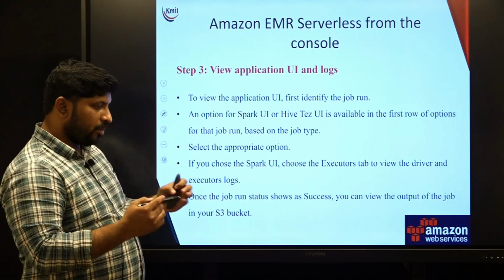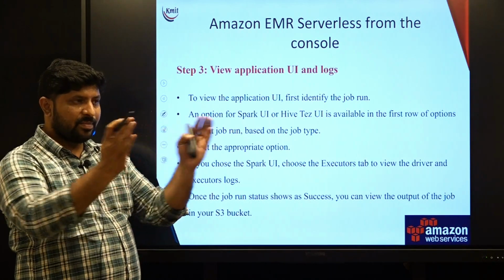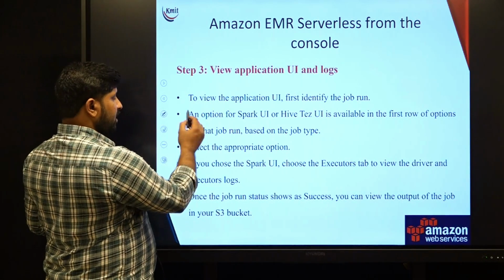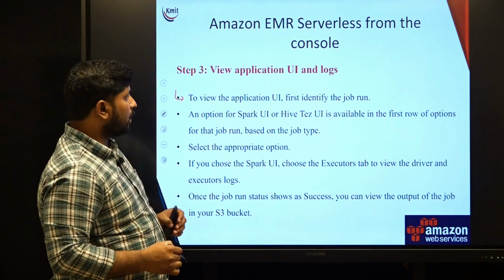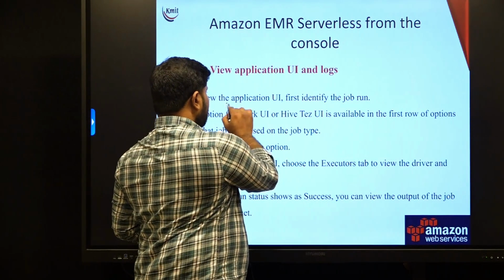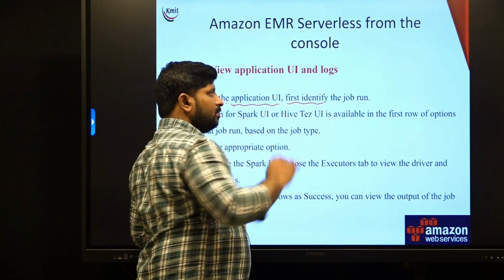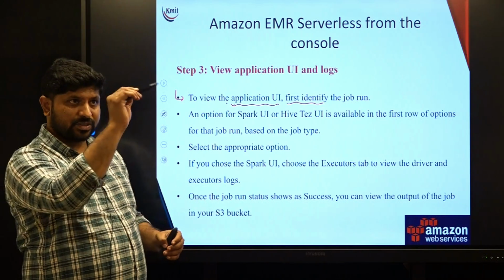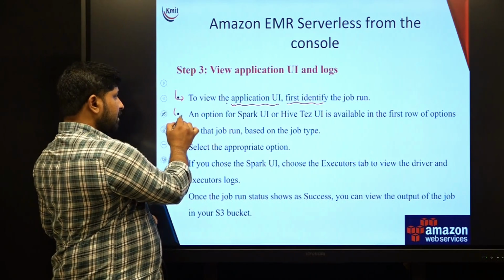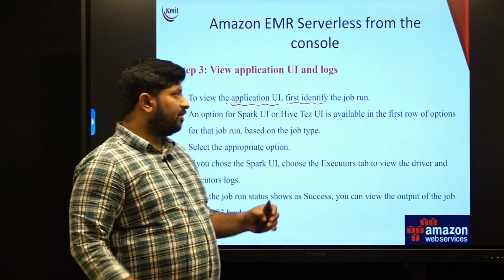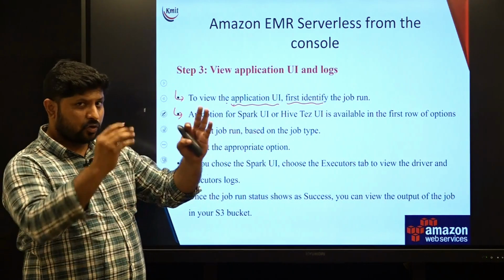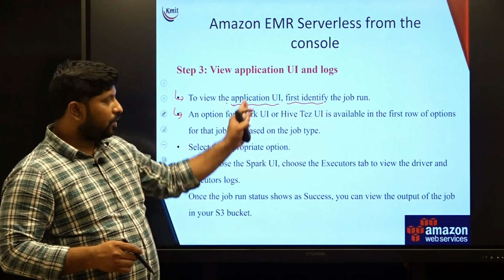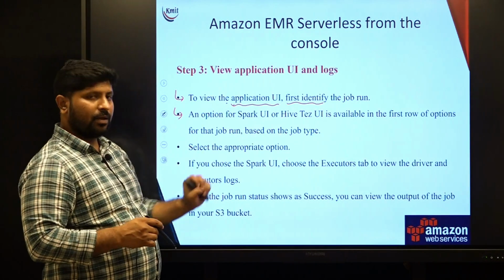Once the job gets into the running stage, in the meanwhile, if you want to check the status, how are you going to check it? To check the status, you can click on the application UI and first identify the job run. You have to select the particular job which is running. Once you have selected that job, you can select the framework in which it is running, whether it is running in Spark UI or Hive Tez UI. You have to select the appropriate UI.